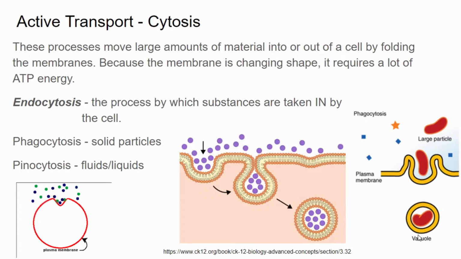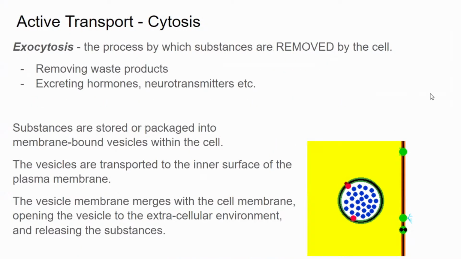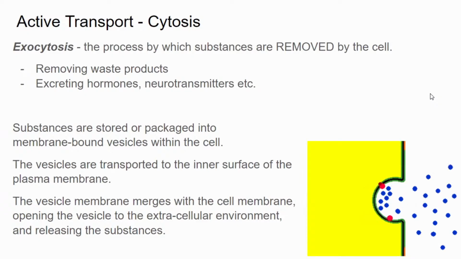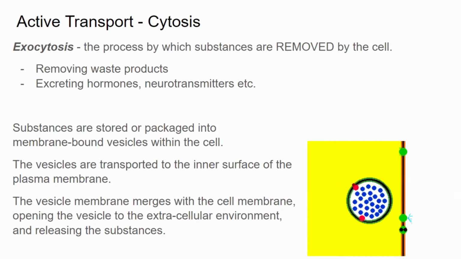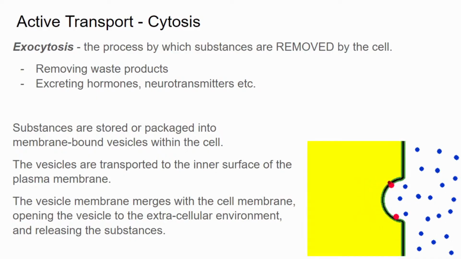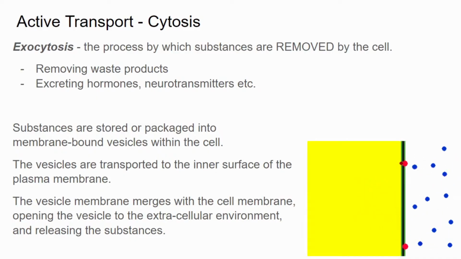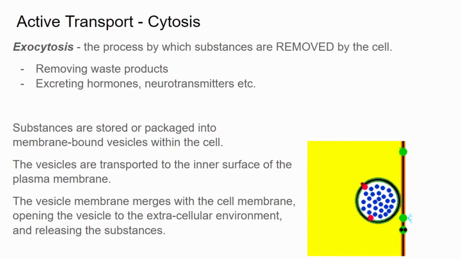And that vacuole can then be used to break down that large particle if it is food for the cell, or if the large particle is destined to be broken down and destroyed by the cell, as we see with white blood cells destroying bacteria that may be invading the body. So cytosis is a mechanism where the cell is able to take in large amounts of material into the cell, but it's also able to remove or secrete substances from the cell.